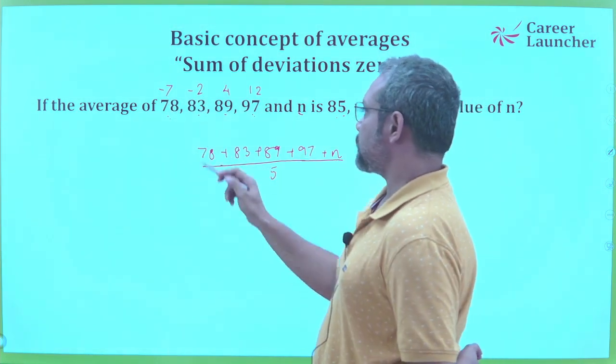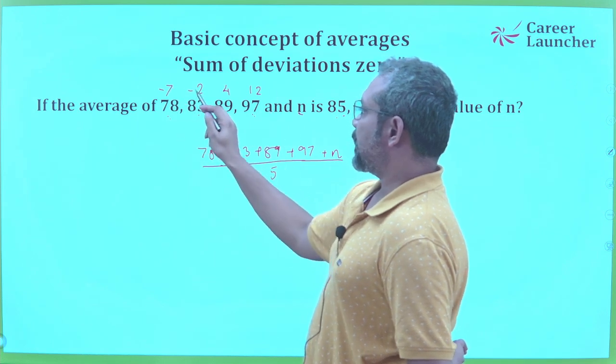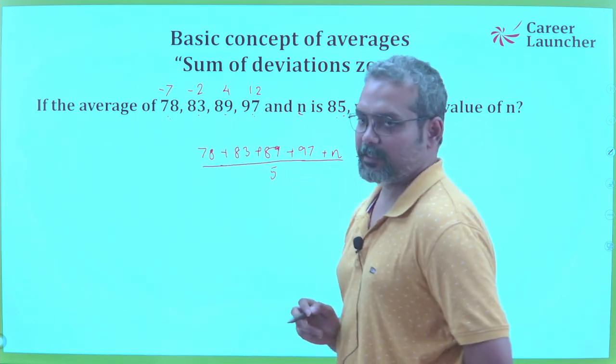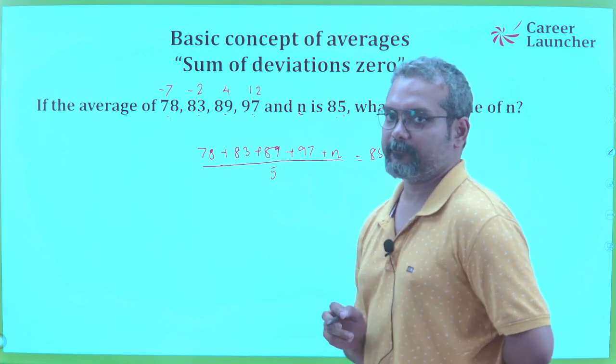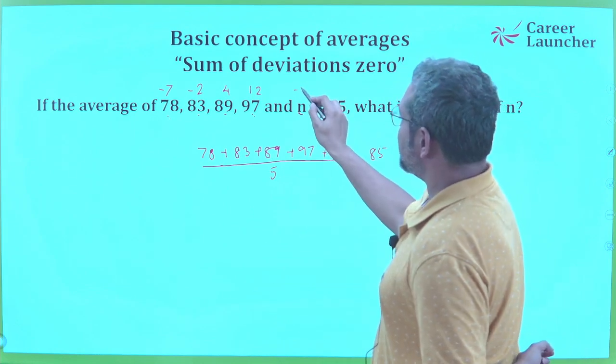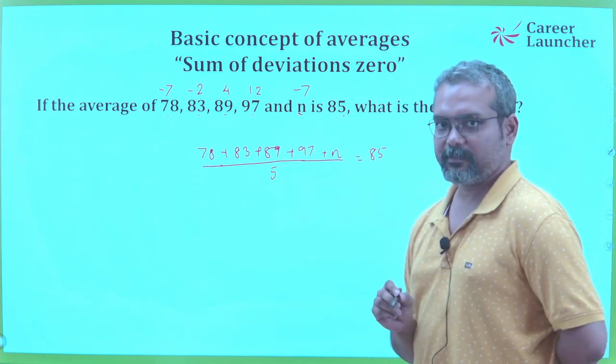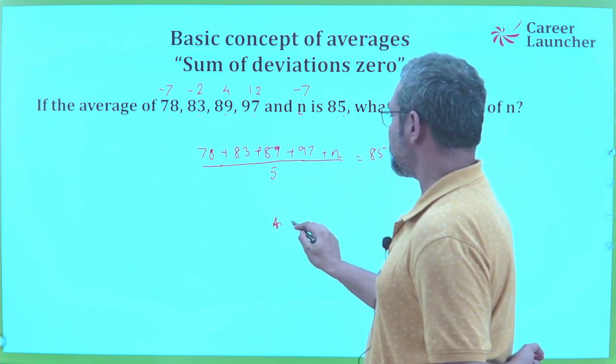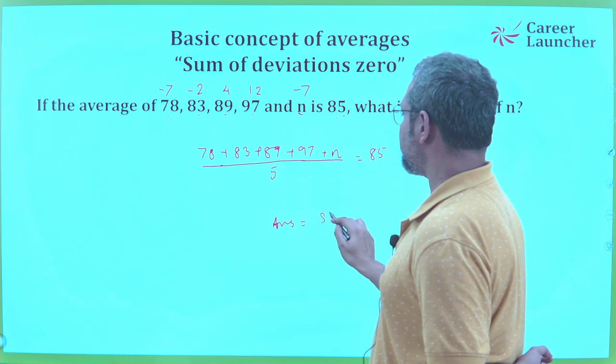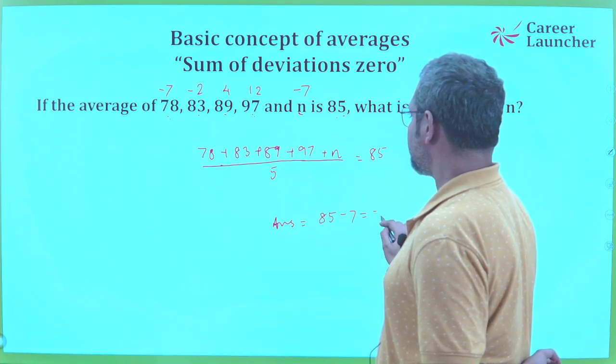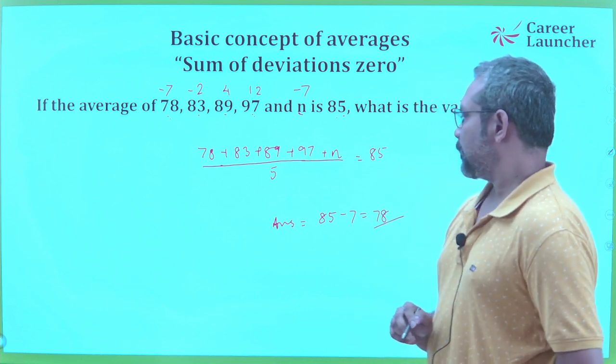That's what we discussed. Here the sum is coming to -9 plus 12 is 3. 3 plus 4 is 7. That means this number must have a deviation of -7. So my answer would be 7 less than 85. And we are done with the question.